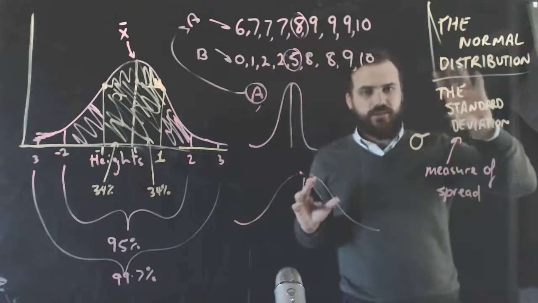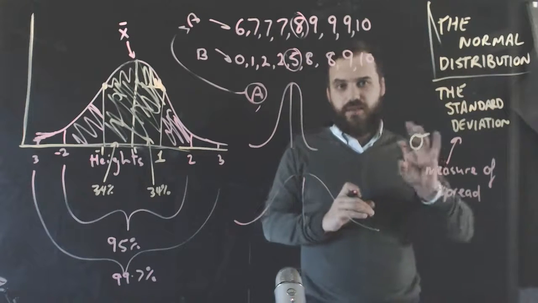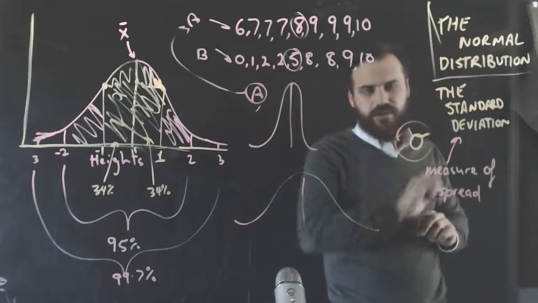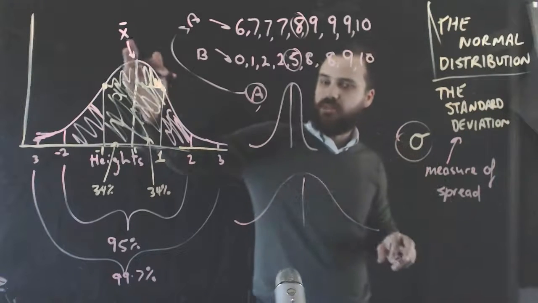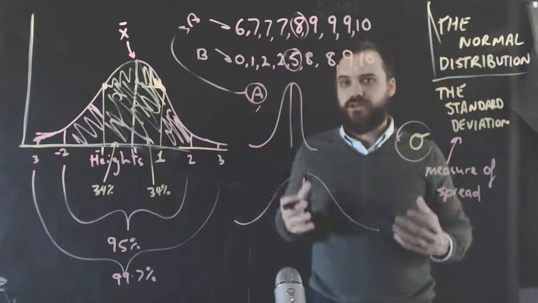All right, so there's our normal distribution, the standard deviation. It's a measure of spread. We use this symbol, and together with the standard deviation and the mean, that's how you define a normal distribution.